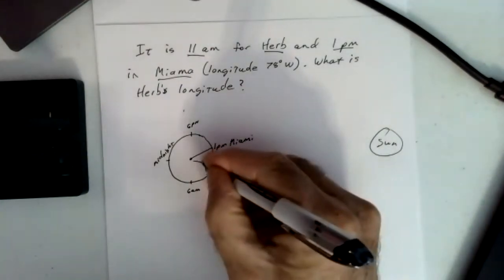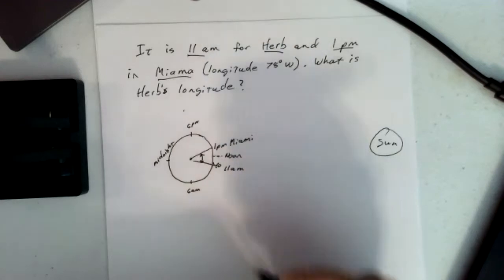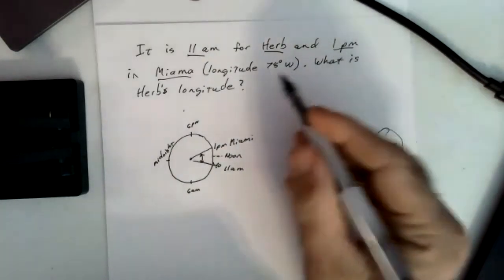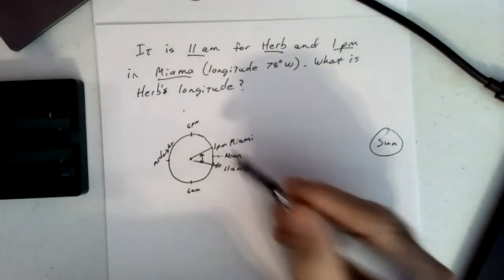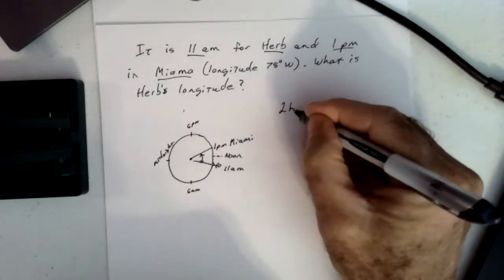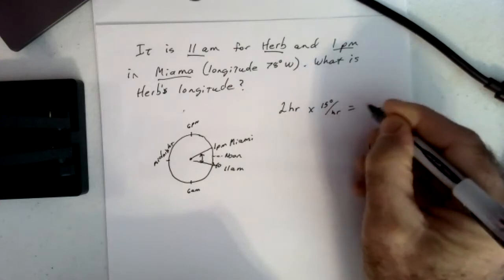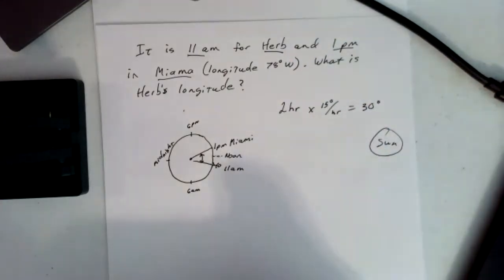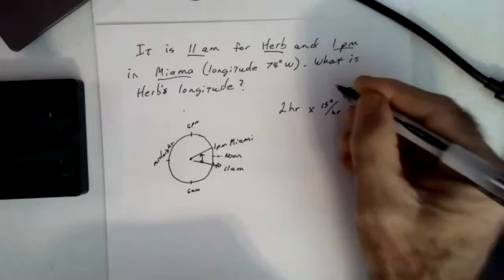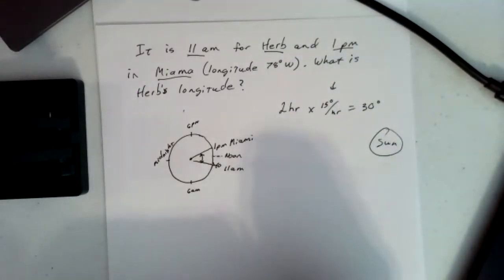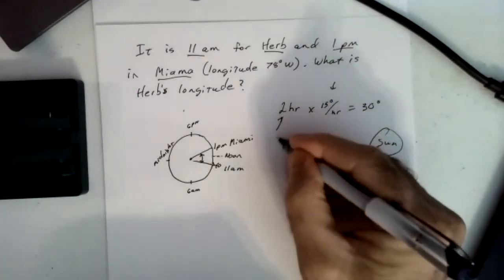Okay, then I have to know how many degrees there is from there to there, and that's where I have to have that memorized. I say, how many hours is it from 11 a.m. to 1 p.m.? And that's a 2-hour difference. And then I just multiply it by the 15 degrees per hour, and I get that the difference is 30 degrees. So it's always going to be 15 degrees per hour. This is the difference in time.